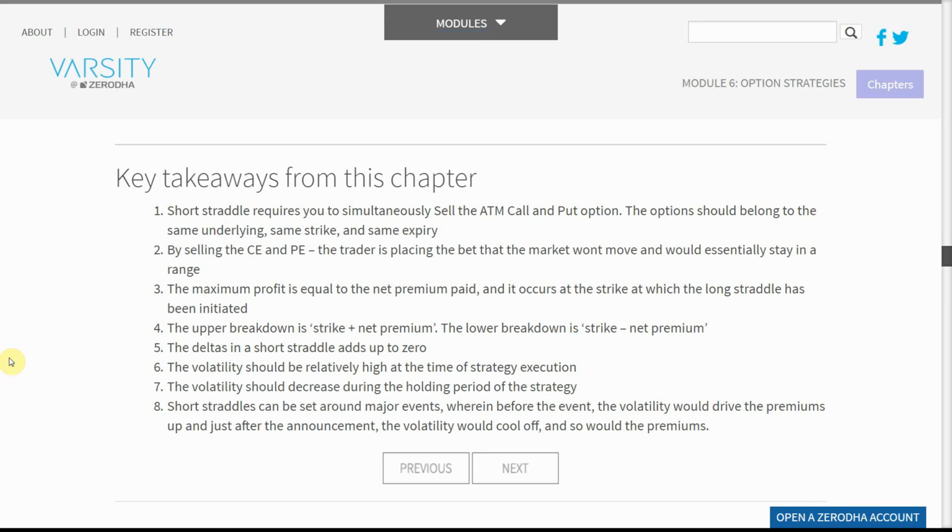The deltas in a short straddle add up to 0. The volatility should be relatively high at the time of strategy execution. The volatility should decrease during the holding period of the strategy. Short straddles can be set around major events, wherein before the event, the volatility would drive the premiums up, and just after the announcement, the volatility would cool off, and so would the premiums.